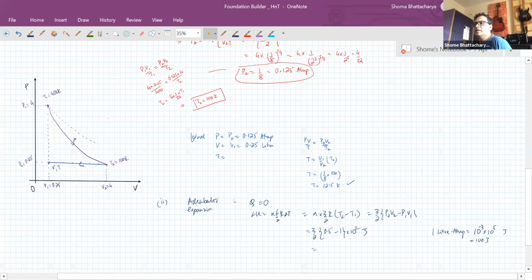So as expected, the delta U is negative because your temperature is decreasing. So delta U will be minus of 3 by 4 into 100, so minus 75 joules, which means work done will be plus 75 joules. Okay. So Q is 0, delta U is negative, and W is just equal and opposite to delta U. Because for adiabatic expansion or adiabatic process, Q is 0, W is equal to minus delta U. Okay. In general, this is the formula.